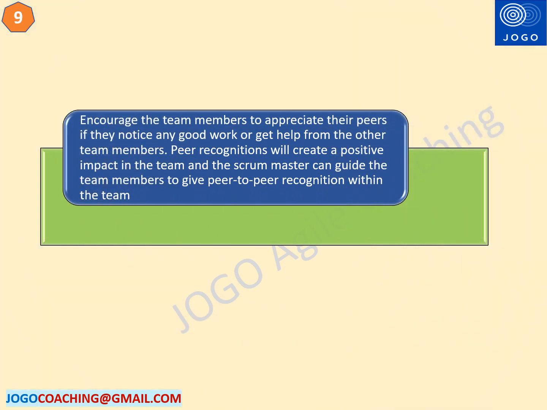The 25th best practice is related to peer recognition. Encourage the team members to appreciate their peers if they notice any good work or get help from other team members. Peer recognition will create a positive impact in the team, and the Scrum Master can guide the team members to give peer-to-peer recognition within the team.